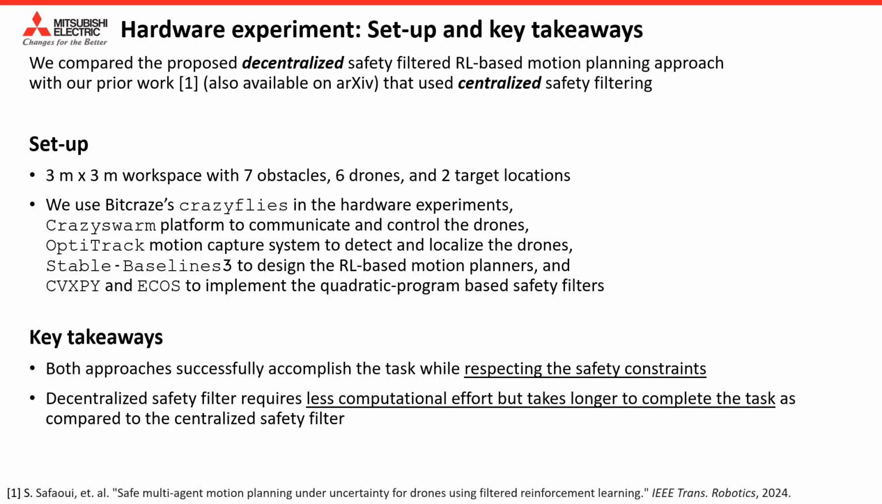We compare the proposed approach, decentralized safety filtering for drones, with our prior work that used centralized safety filtering. For comparison, we consider a multi-agent motion planning task that required navigating 6 drones to 2 targets in an environment with 7 obstacles. We set up the experiments using bit-basis classifiers and several existing hardware and software tools.